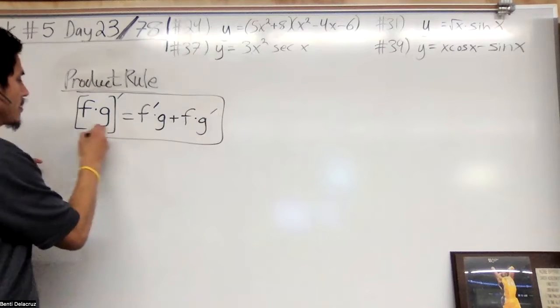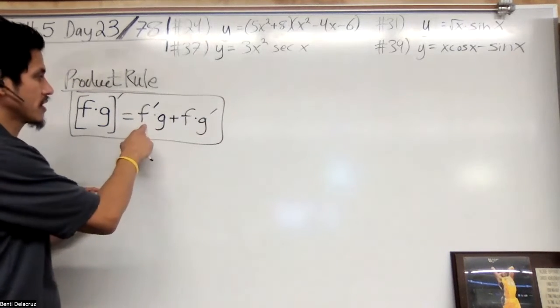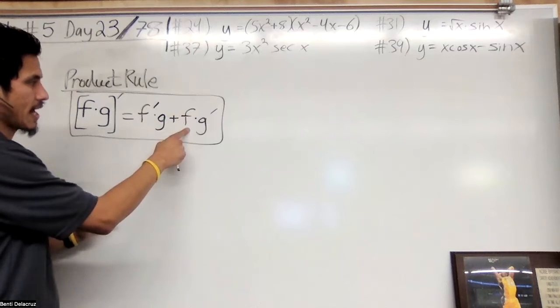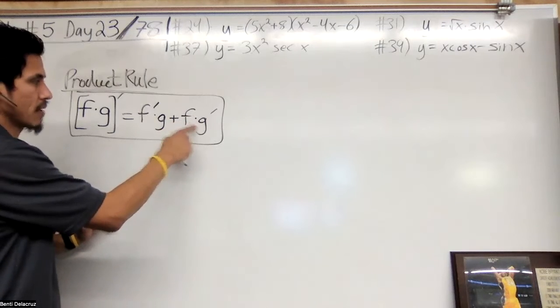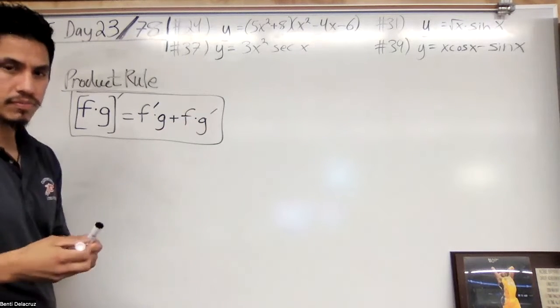So basically you want to add up the two products of the functions where you take the derivative of one of them, leave the other one as is, and add it to the one you took the derivative of multiplied by the derivative of g, g prime. So f prime times g plus f g prime. So let's go through some examples.